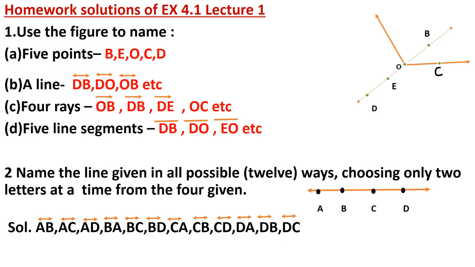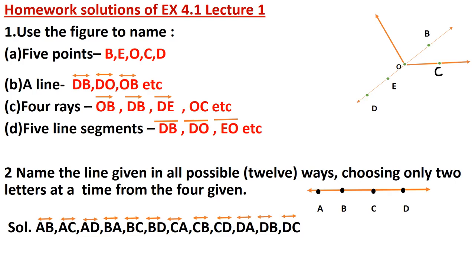Let us now discuss the homework solution of exercise 4.1 that I gave you in lecture 1 of this chapter. The first question was, use the figure and name 5 points. Points, you know. So it is B, C, O, E and D. Line: there are many lines. Some I have written, though only one is asked. So you can name any, D, E.